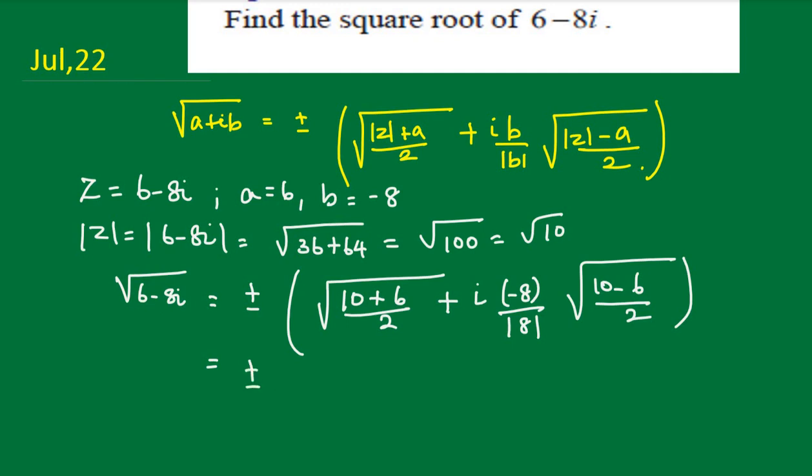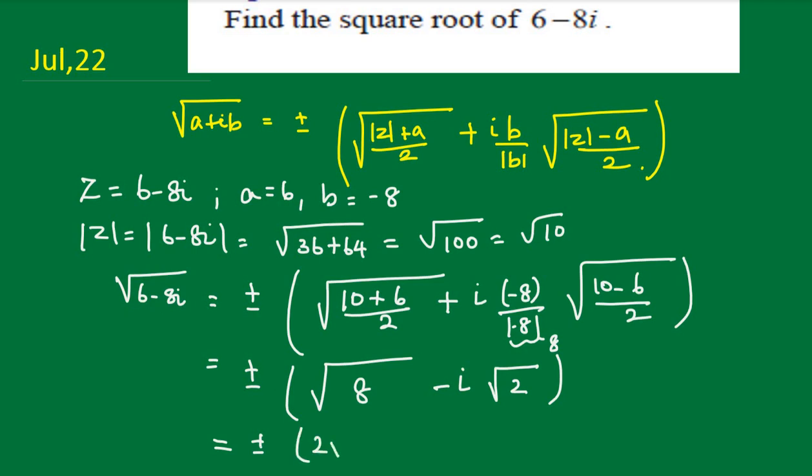Now this is equal to plus or minus root of 16 by 2, which is equal to 8, plus here modulus of 8 is nothing but 8. So 8 gets cancelled here. So we get the minus sign. So minus i into root of (10 minus 6) by 2. 10 minus 6 is 4, 4 by 2 gives us 2. Now this is equal to plus or minus root of 8, which is nothing but 2 root 2, minus i into root 2. So the square root of 6 minus 8i is equal to plus or minus (2 root 2 minus i root 2).